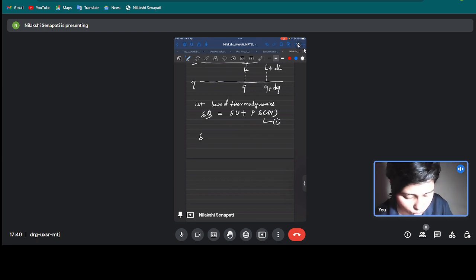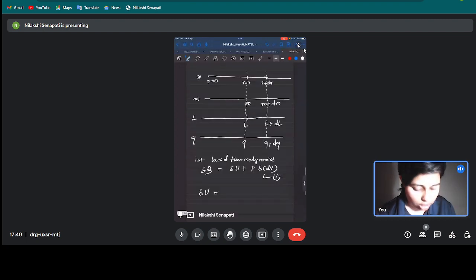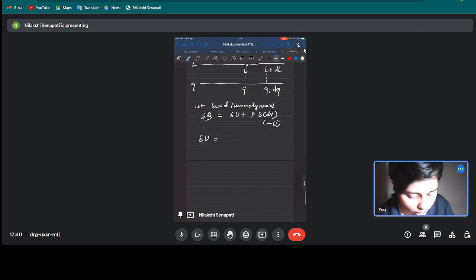Then delta U comes into play. Delta U is the change in internal energy with time, which is nothing but u dm.